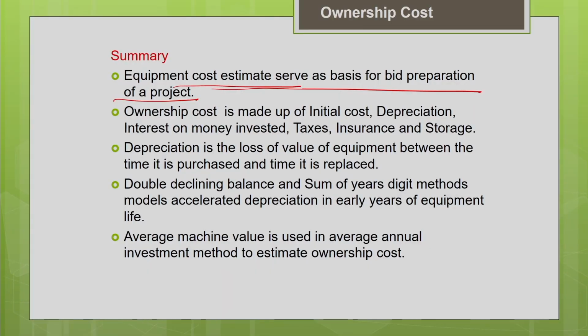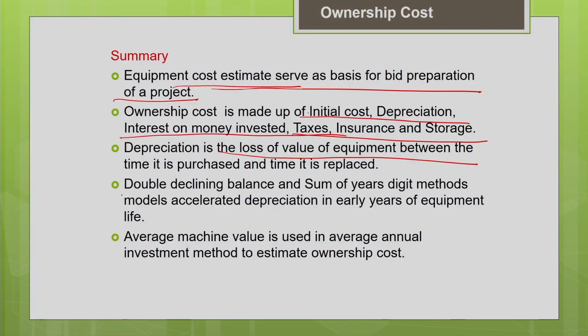So you should have knowledge of how to estimate the equipment cost, and what the components of ownership cost are. We have seen it is made up of the initial purchase price, cost of depreciation, cost of investment, taxes, insurance and storage. Then we discussed what depreciation is. It is the loss of value of the machine between the time it is purchased and the time it is replaced. There is a gradual loss in any asset with time, and that loss in value of the asset is depreciation. Then there are different methods, and we saw the double declining balance method and the sum of the years digits method, which model accelerated depreciation in the early age of the machine. People prefer accelerated depreciation because it gives you tax benefits.